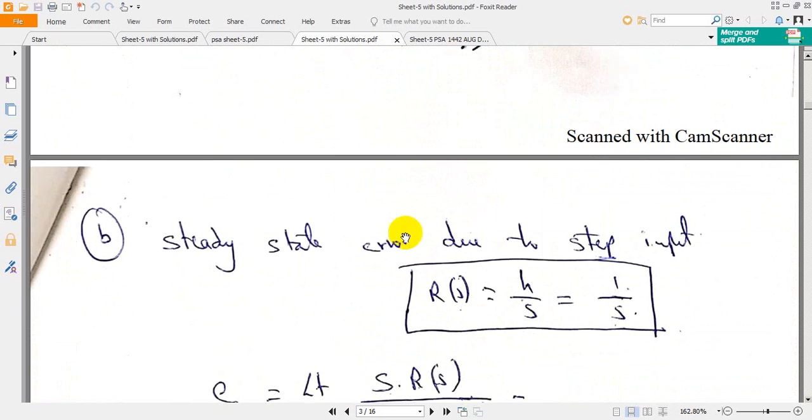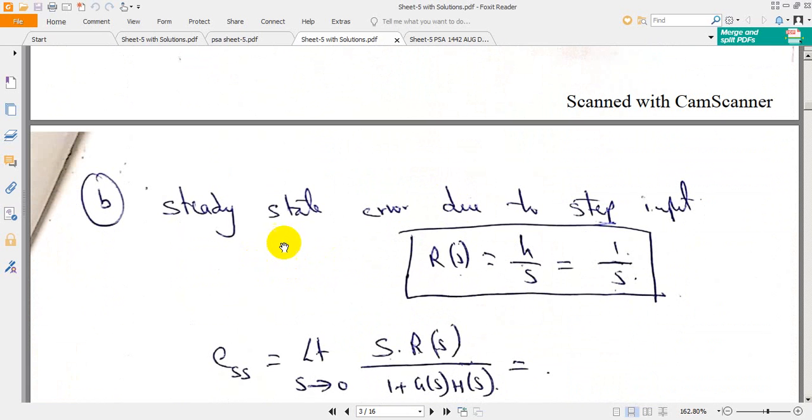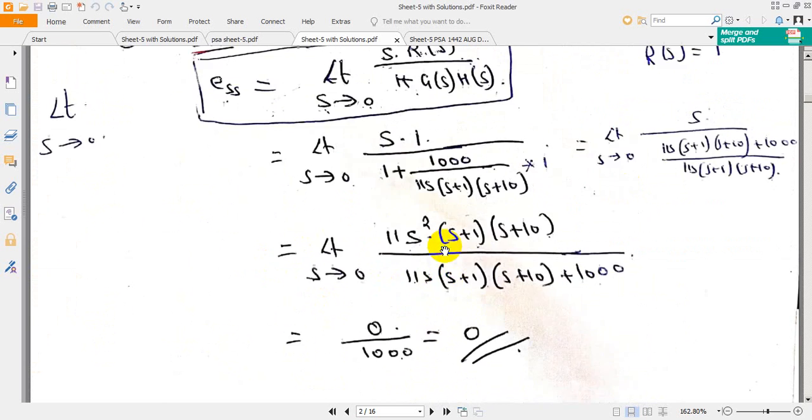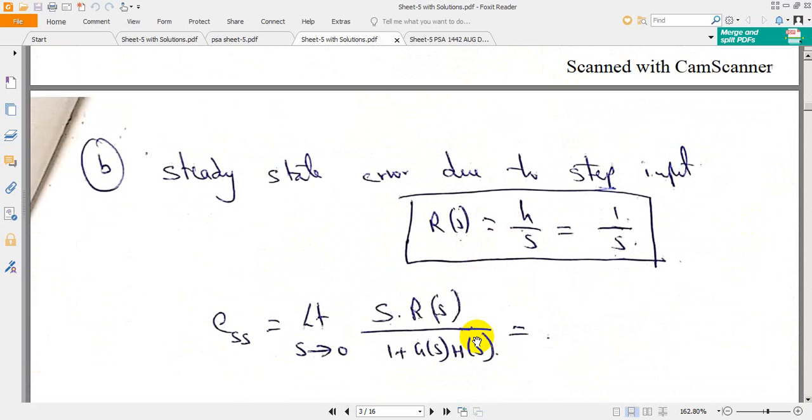Coming to the second part of the first question, where we need to evaluate the steady state error for a step input. For the step input, R of s is equal to A by s, where A is equal to 1. Simply you can write R of s for the step input as 1 by s. Steady state error is given by s into R of s divided by 1 plus G of s into H of s. The same problem, but the input value R of s has been changed to 1 by s. Previously it was 1. Now it has been changed to 1 by s.